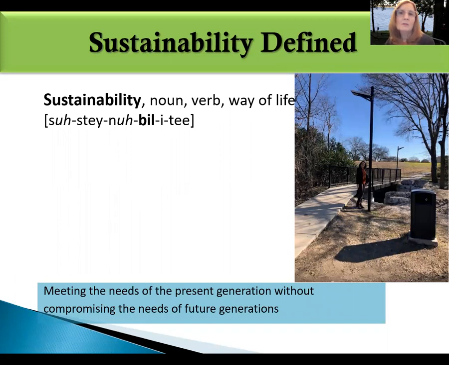Whether you were here last week or not, we know that sustainability is meeting the needs of the present generation without compromising the needs of future generations. In the picture here, you'll see where we put in solar lighting behind a school in Dallas, between the school and the sports fields. You can cross this path safely anytime, day or night, and there was no power that had to be run to these solar lights.